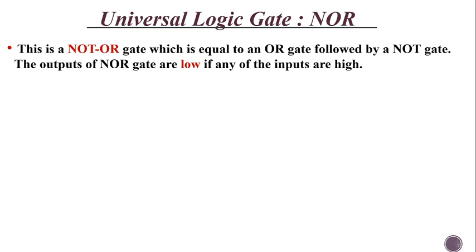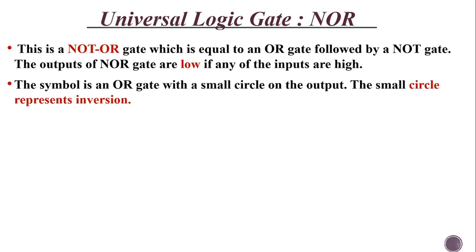The second universal gate is the NOR gate. So this is nothing but the OR plus NOT, OR gate plus NOT gate. The symbol of this NOR gate is nothing but an OR gate with a small circle or bubble at the output, and that bubble represents the inversion.